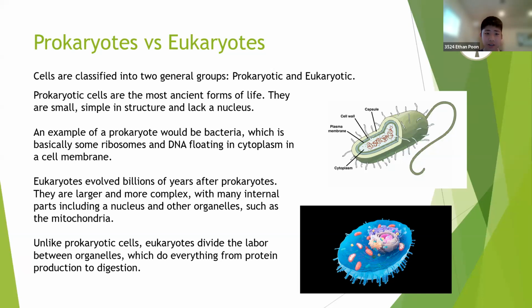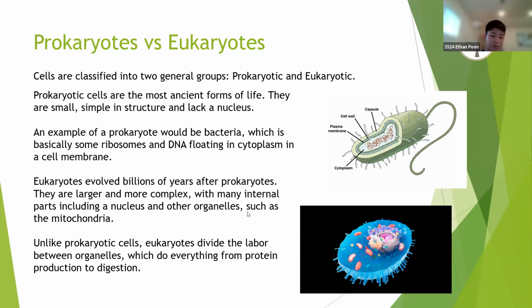And then eukaryotes, which are what we are made of, are very evolved, billions of years after prokaryotes. So they're relatively new. And they're thousands of times larger, more complex, and have many internal parts, including a nucleus and other organelles, such as the mitochondria, the powerhouse of the cell. And I have an example of a eukaryote here.